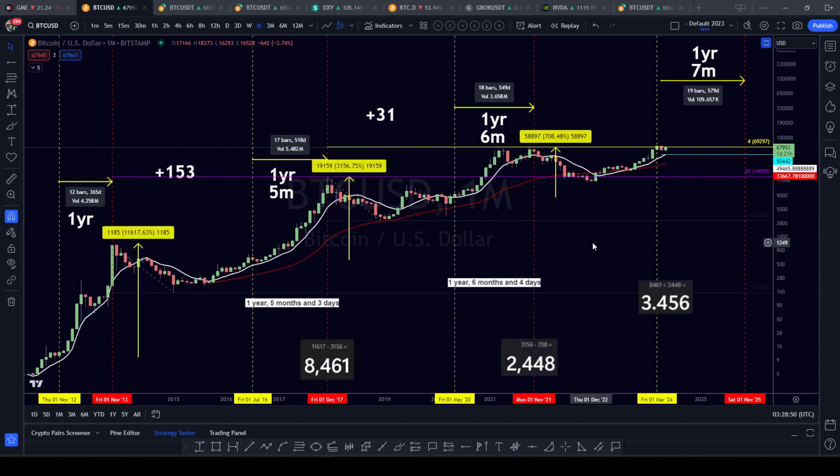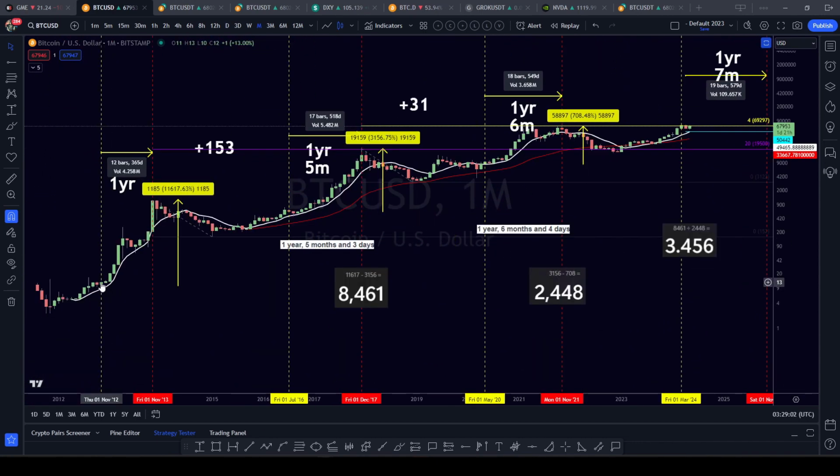Now for the interesting part. From the first halving to the all-time high, it was 1 year. In that 1 year, price rose from the halving point to the all-time high by 11,617%.